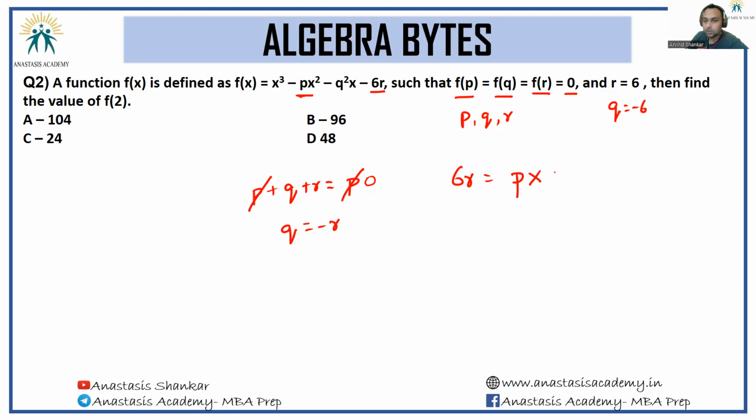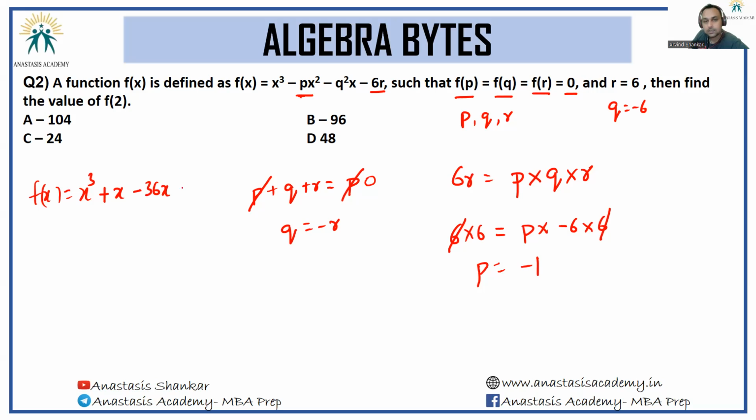And now when q equal to minus 6 is identified, now see 6r is equal to p into q into r, product of roots, negative coefficient, yes. So I've got 6 into 6 is equal to p into minus 6 into 6, cancel, cancel, p is equal to minus 1. So now we have the entire expression available to us. f(x) is equal to x cube minus minus 1, so plus x squared minus q squared, so minus 36x minus 36. This is the entire expression.